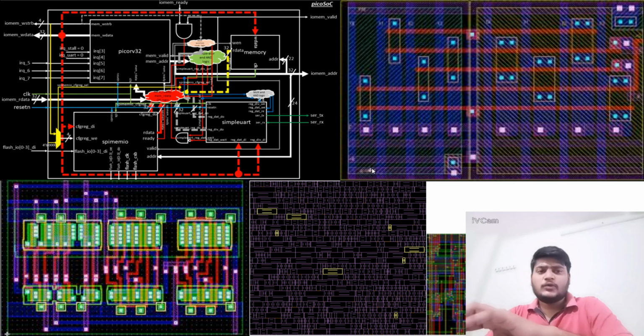These are some of the outputs of the physical design engineer. This is the circuit diagram. This is the stick diagram. These are the netlists, etc.